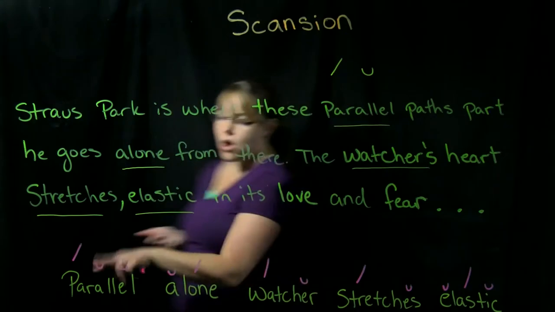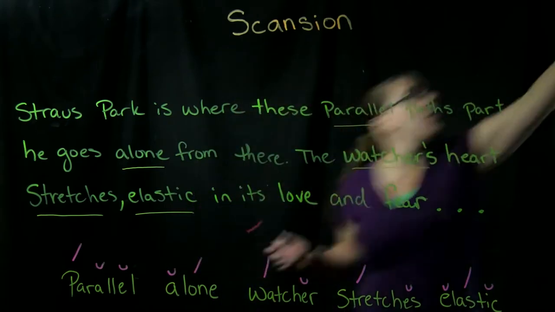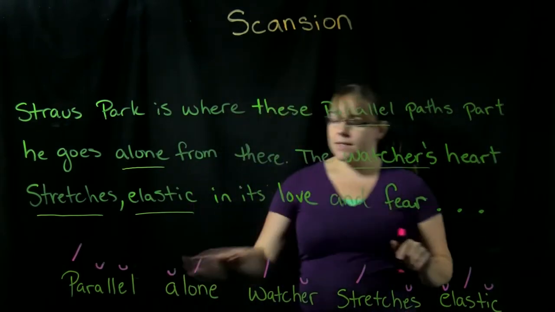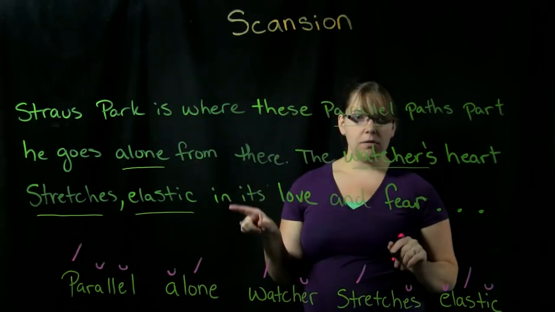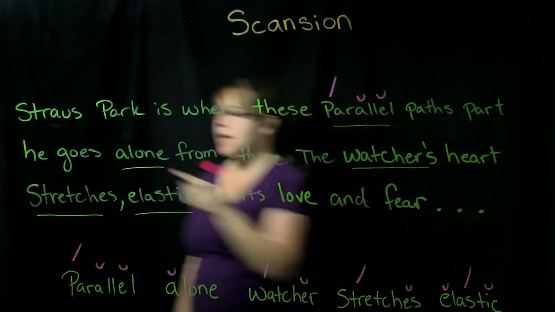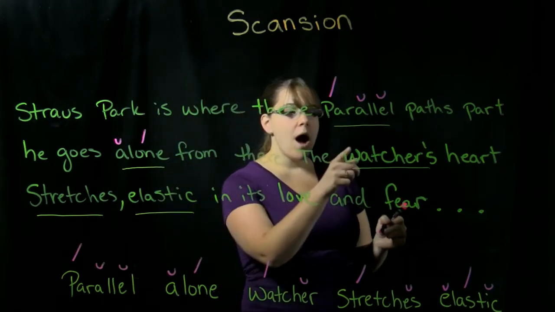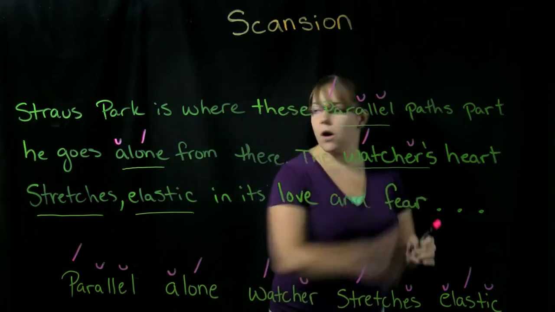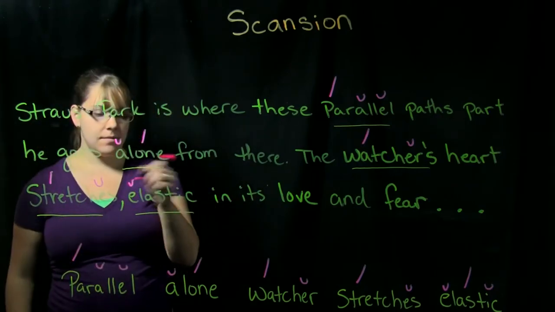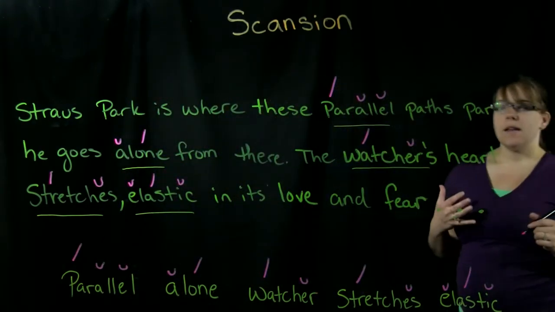Okay, so we've got our bigger words. I'm gonna take this off so that we can actually see what we're doing here. Okay, so now that we've determined this, we can place these marks of scansion in our lines of poetry, okay? So we have parallel paths. He goes alone from there. The watcher's heart stretches, elastic in its love and fear. Okay, so we've started filling in some of our scansion here.